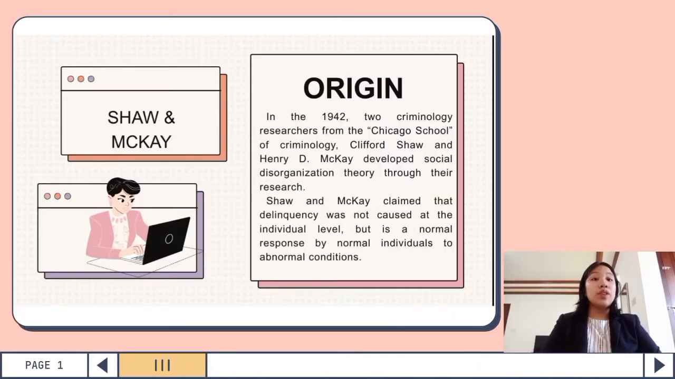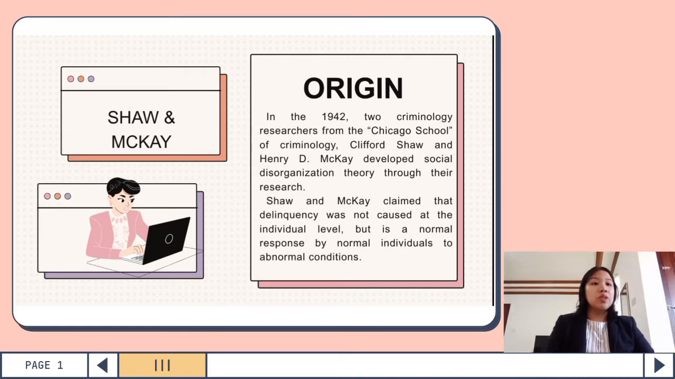The next is the origin of social disorganization theory. In 1942, two criminology researchers from the Chicago School of Criminology, Clifford Shaw and Henry D. McKay, developed social disorganization theory through research. Shaw and McKay claim that delinquency was not caused at the individual level, but is a normal response by normal individuals to abnormal conditions. So the social disorganization theory was developed by two researchers named Shaw and McKay.